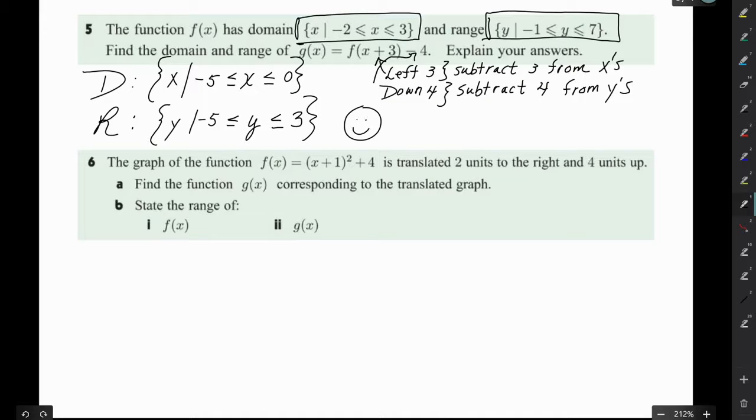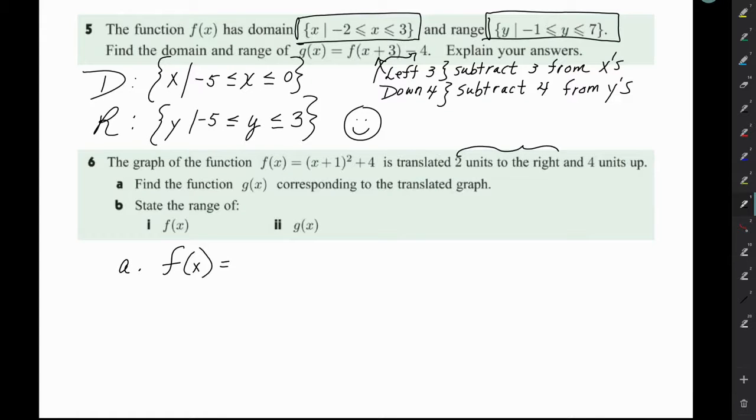We like that. Number 6, the graph of the function (x plus 1) squared plus 4 is translated 2 units to the right and 4 units up. Find the function g of x, so we're going to rewrite that, and then we're going to state the range of the original function and the new function. So first let's do letter A. And we're getting good at this, so we're not worried at all.